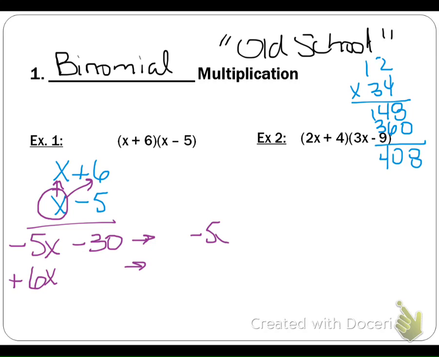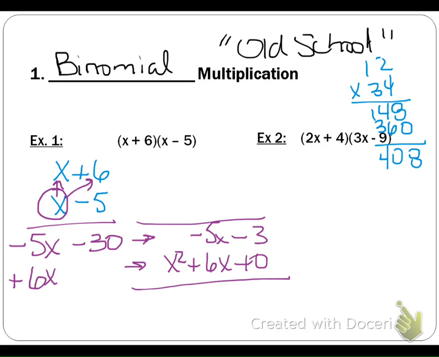So negative 5x minus 30 is the first expression, and the second expression was x squared plus 6x. If you need to put a plus 0 just as a placeholder, you can do that. Now this is just like when we were adding polynomials in the previous lesson. Negative 3 plus 0 is negative 3. Negative 5x plus 6x is positive 1x. And then x squared plus nothing is just x squared.